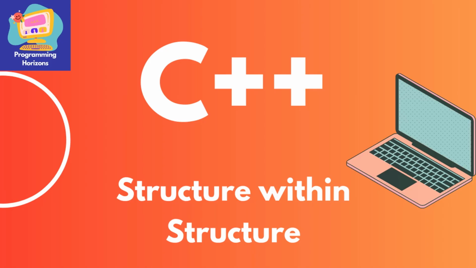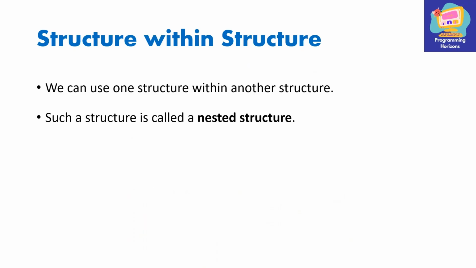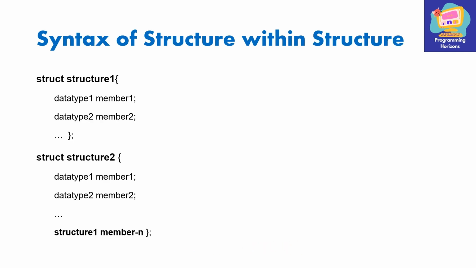Let us learn about structure within structure in this video. We can use one structure within another structure, and such a structure is called a nested structure. To create a structure within another structure, we need to first have one structure. In this case, we have the first structure called structure 1 having its own members.